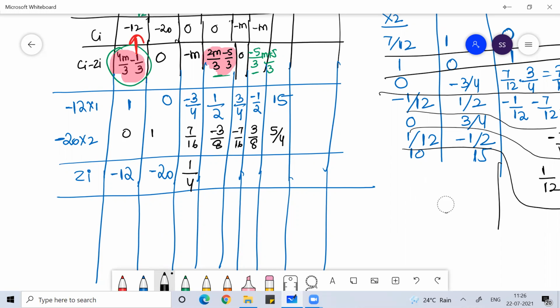Then this is minus 6, and this is 60 by 8 plus 60 by 8. So this will be 48, then 12 by 8. 12 by 8 means 3 by 2.